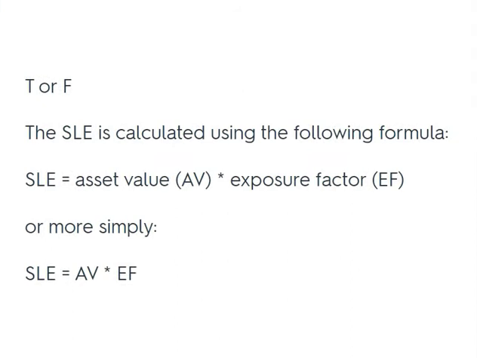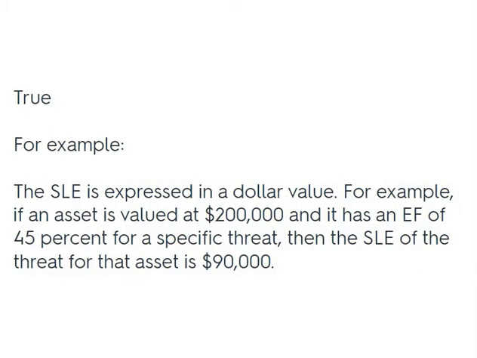Single loss expectancy. T or F. The SLE is calculated using the following formula: SLE equals asset value times exposure factor, or more simply, SLE equals AV x EF. True. The SLE is expressed in a dollar value. For example, if an asset is valued at $200,000 and it has an EF of 45% for a specific threat, then the SLE of the threat for that asset is $90,000.